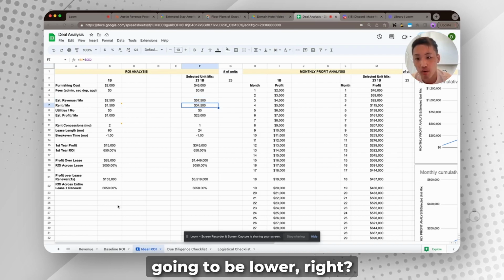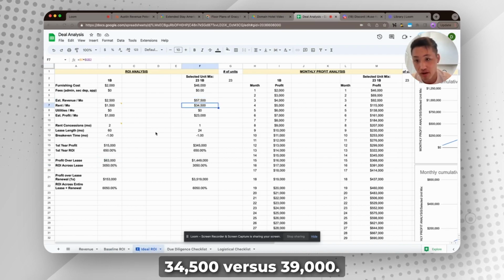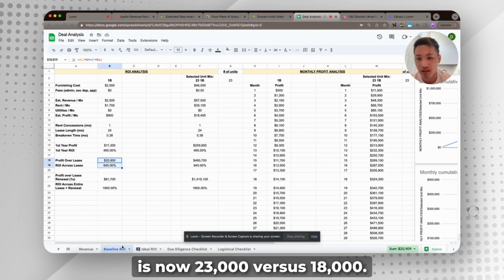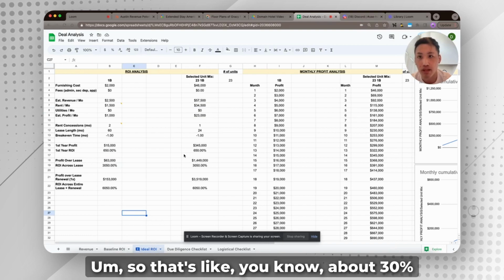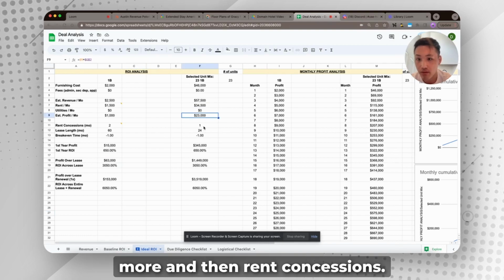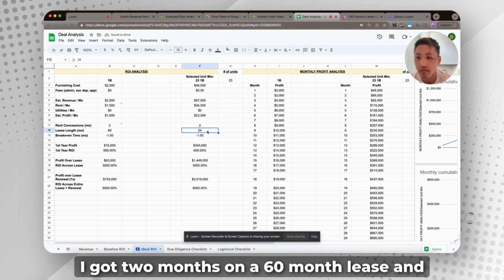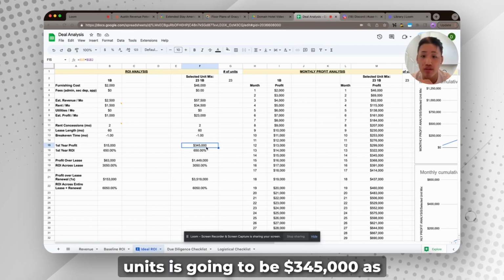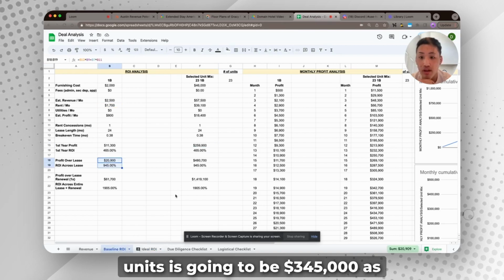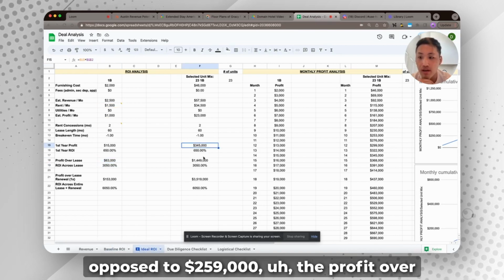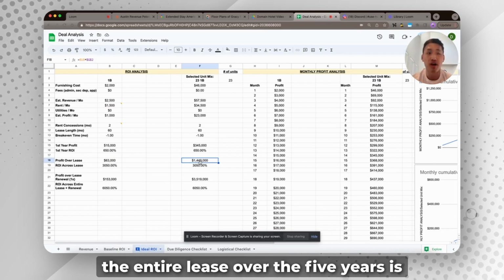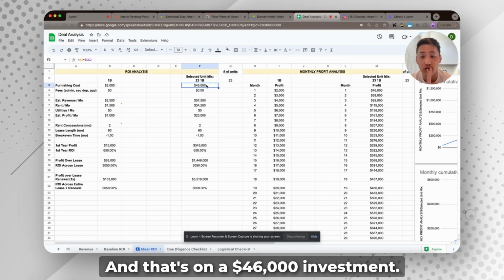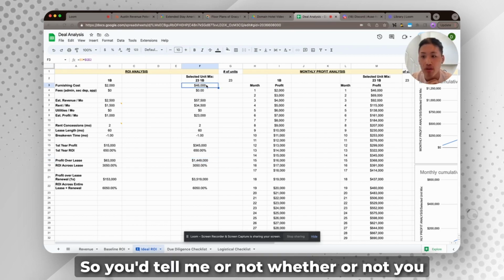The rent now is going to be lower, right? $34,500 versus $39,000. Say about $4,000 in rent. No utilities because it's included. Estimated profit per month is now $23,000 versus $18,000. So that's about 30% more. And then rent concessions, I got 2 months on a 60-month lease, and the break-even time again is negative. Now the first year profit across these units is going to be $345,000 as opposed to $259,000. The profit over the entire lease over the 5 years is going to be $1.449 million, and that's on a $46,000 investment. So you tell me whether or not you take this deal, right?